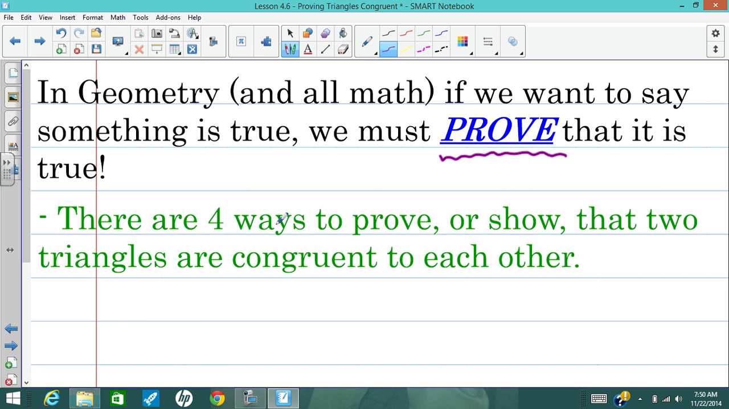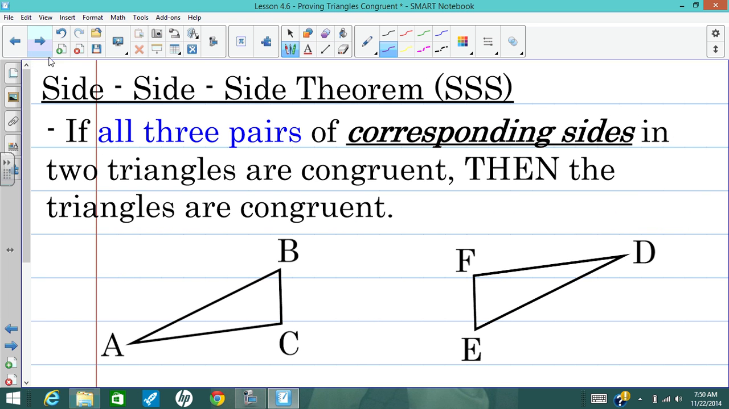And those ways are going to include showing that three pairs of the corresponding parts, like we talked about in the last lesson, are congruent in some way. Then we can show the triangles are congruent. There are four combinations that we're going to talk about that show the triangles are congruent. The first combination would be having all of the corresponding sides congruent.